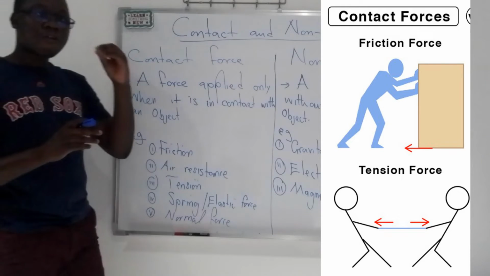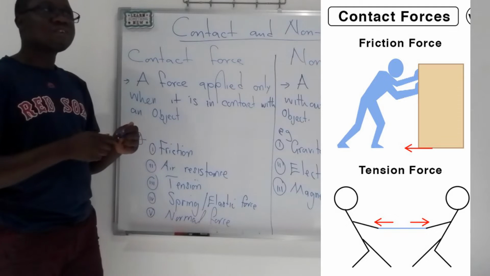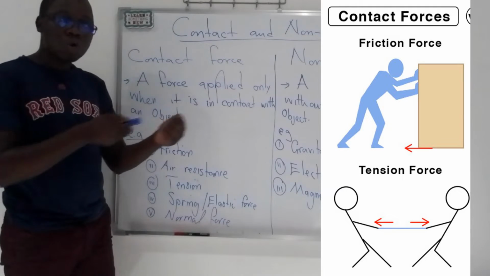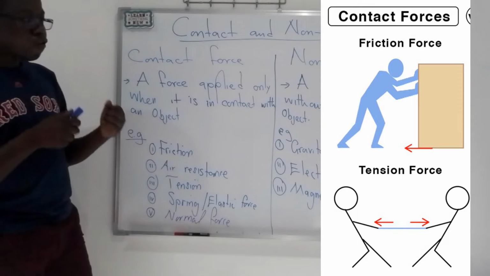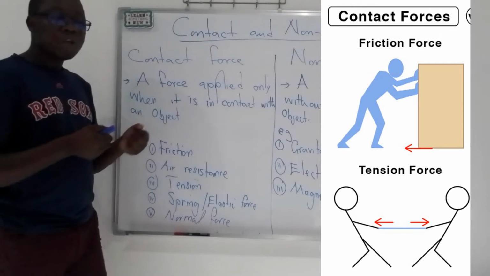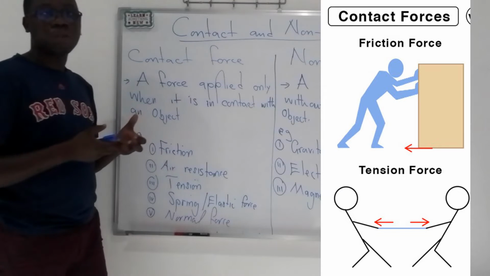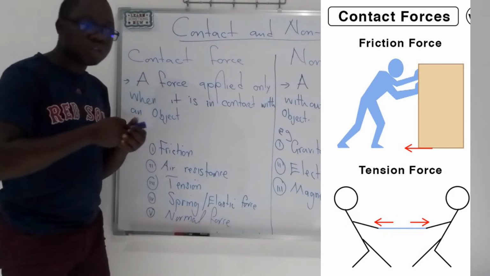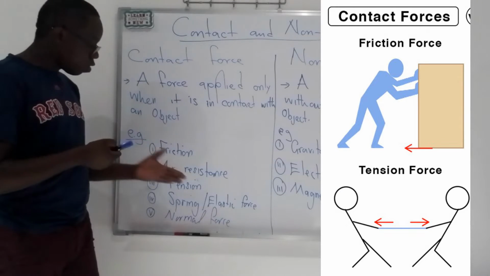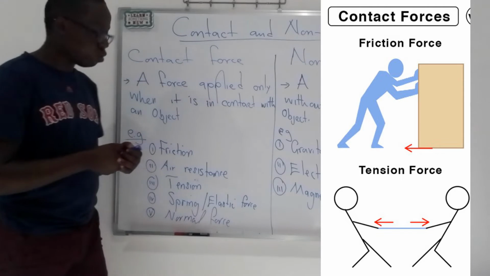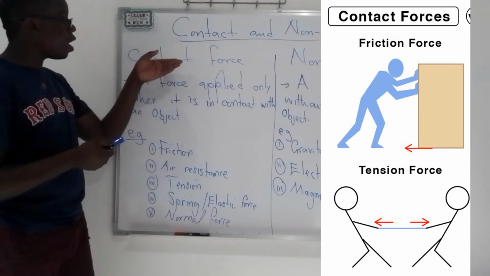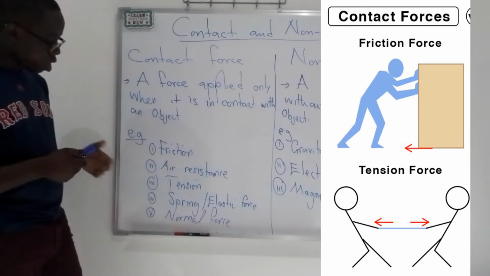Tension is a force that is as a result of a pulling or pushing of a cable. Now, for you to pull a cable, you need to have a contact with it. You need to touch it. Hence, the force that is a tension force qualifies to be a contact force.